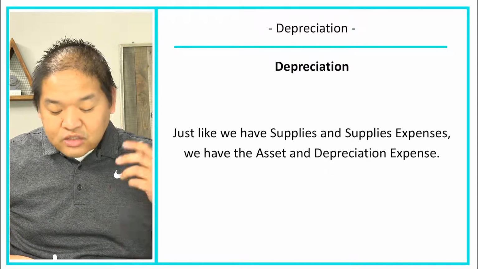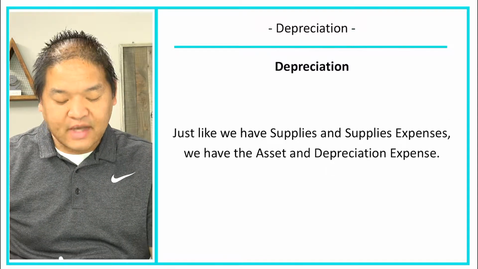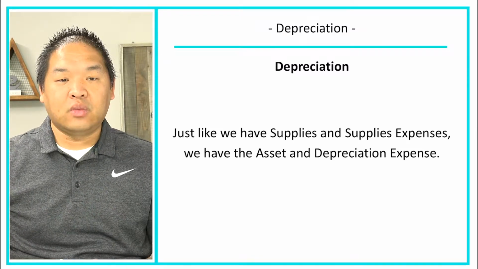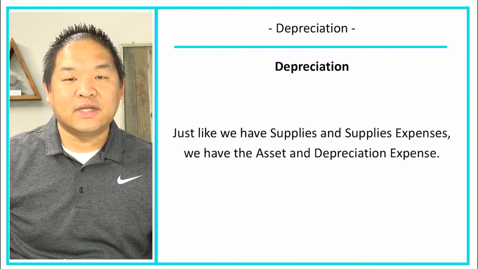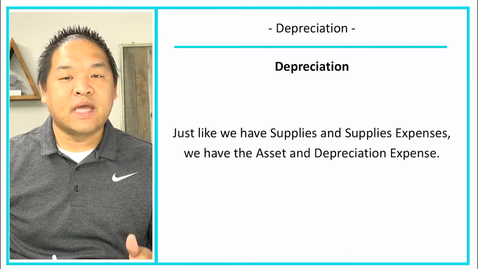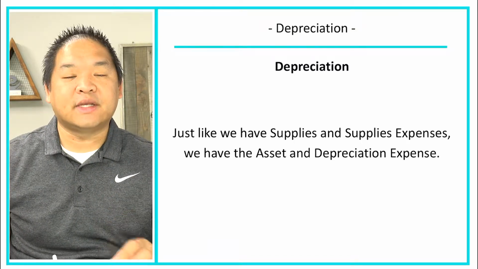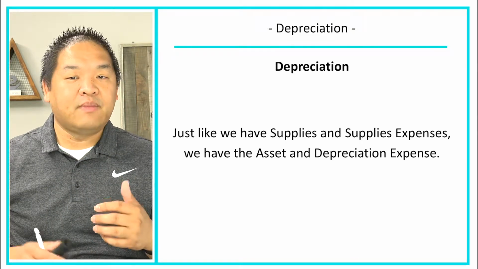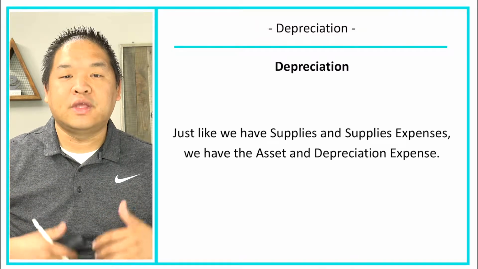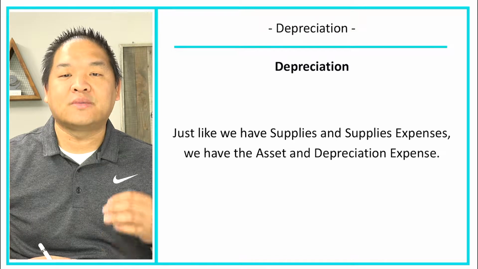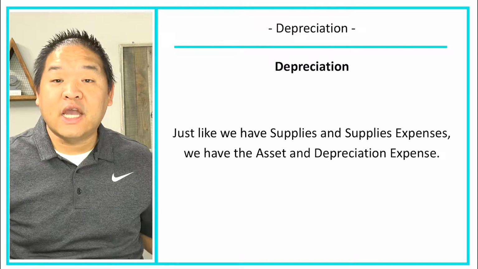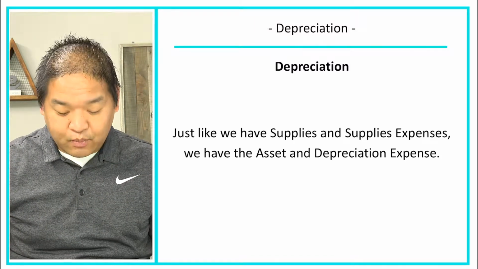Okay. So just like we have supplies and supplies expense, we have assets and depreciation expense. When we think about what that expense transaction is going to look like, we don't debit vehicle expense. We will debit something called depreciation expense. This is the first time you're probably hearing about it, but depreciation expense represents the expense for the cost allocation of long-term assets, which is what we're talking about in this section. So you'll need to know depreciation expense from an entry standpoint.